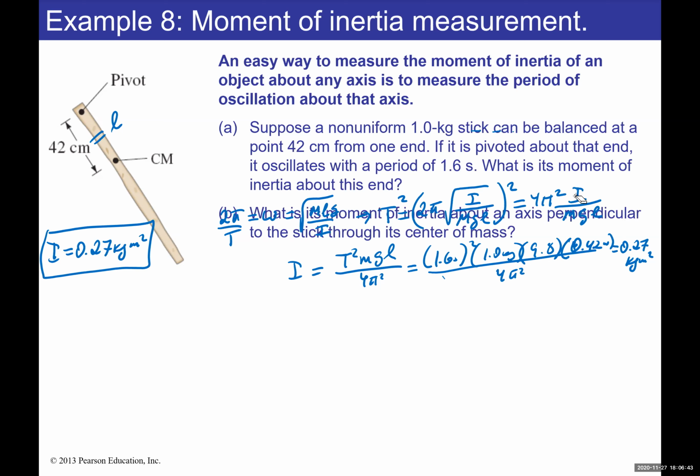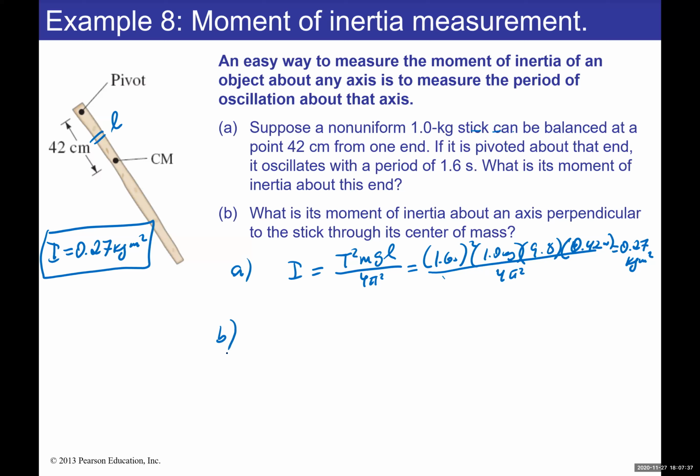All right, so we kind of get rid of this to see what part B says. For part B, what I have is this: what is the moment of inertia about an axis perpendicular to the stick through the center of mass? All right, so this was part A. This was part B.